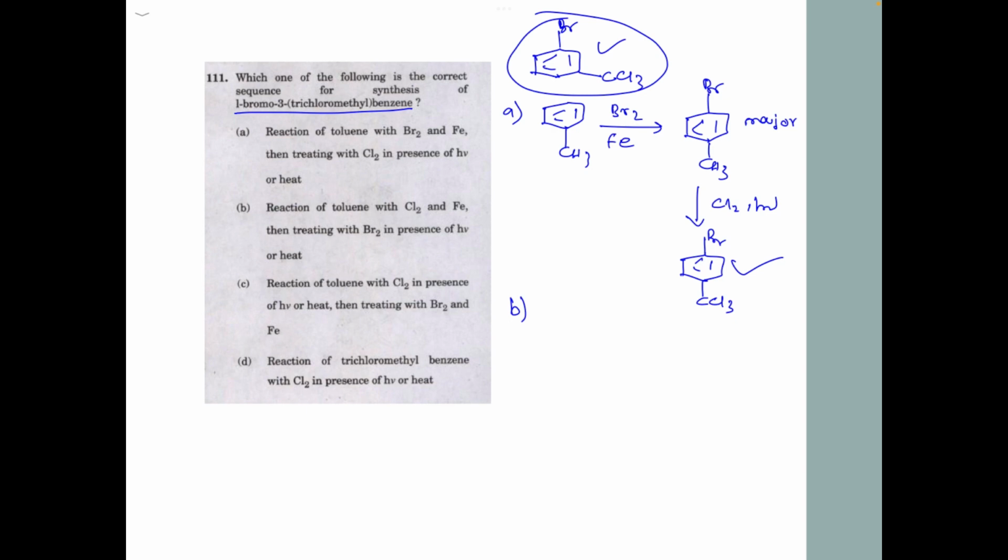Reaction of chlorine with the iron metal, then treating with bromine in presence of light or heat. If we treat this toluene in presence of chlorine and iron, we will have the corresponding para-chloro product. But in the given molecule we have bromo, and here it is para, as well as the 1,4 position. So option B is also incorrect.